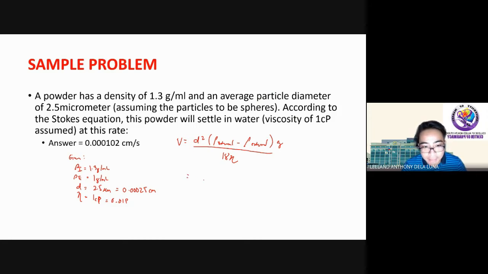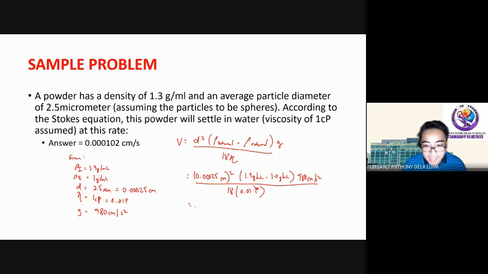Okay. So, ang ating diameter is simply 0.00025 centimeter. Square mo lang yan. Okay, multiplied to 1.3 gram per ml minus 1 gram per ml times, anong g pala natin? Sorry. So that should be 980 centimeter per second squared. Okay, that's the acceleration due to gravity. It's 9.8 meter per second squared or 980 centimeters per second squared. Okay, and then 18 times 0.01 poise.